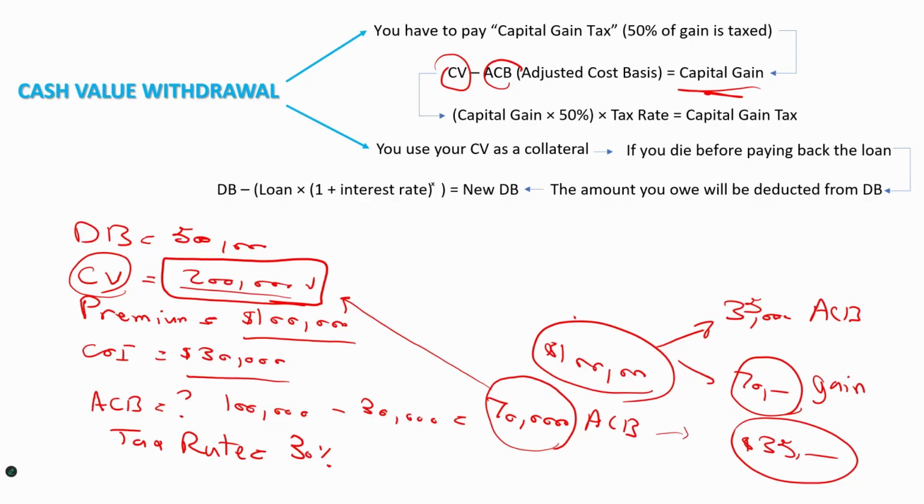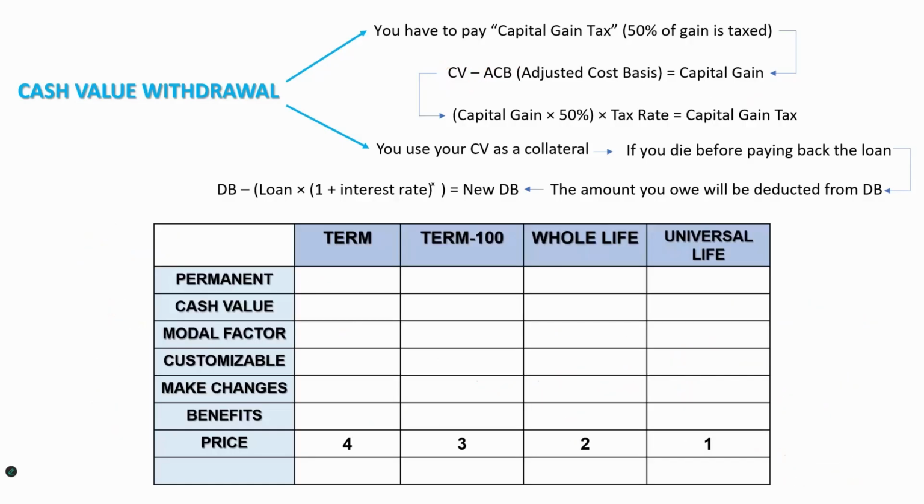All right. Let's do a quick review, and then we're going to end this session. And then there's going to be a last part to it as well. So which ones are permanent? Obviously, T100, whole life, and universal life are permanent policies, but a term insurance is not. Which ones have a cash value inside it? It's whole life and universal life. Which ones have a modal factor? Whole life, term, and term 100 all have a modal factor.